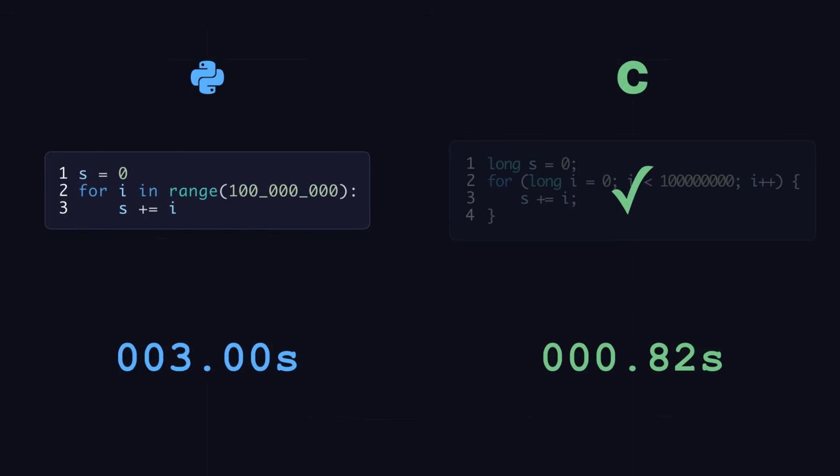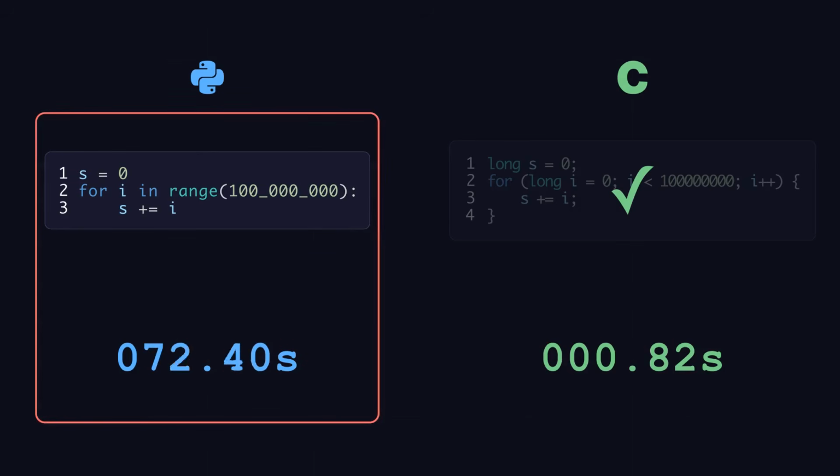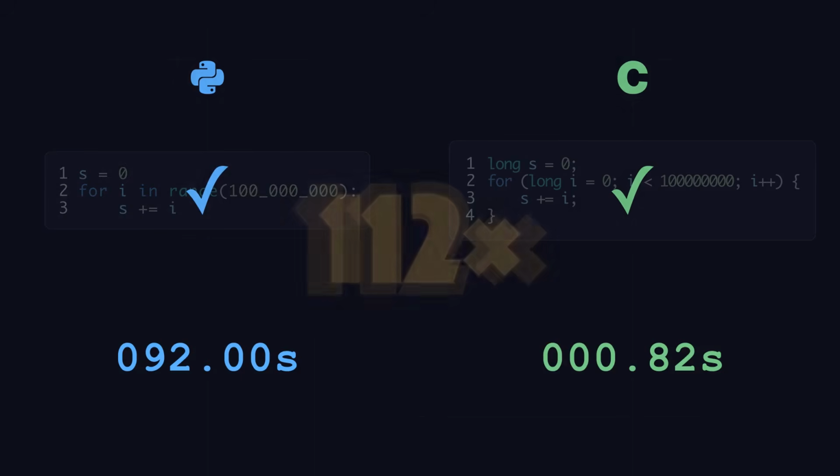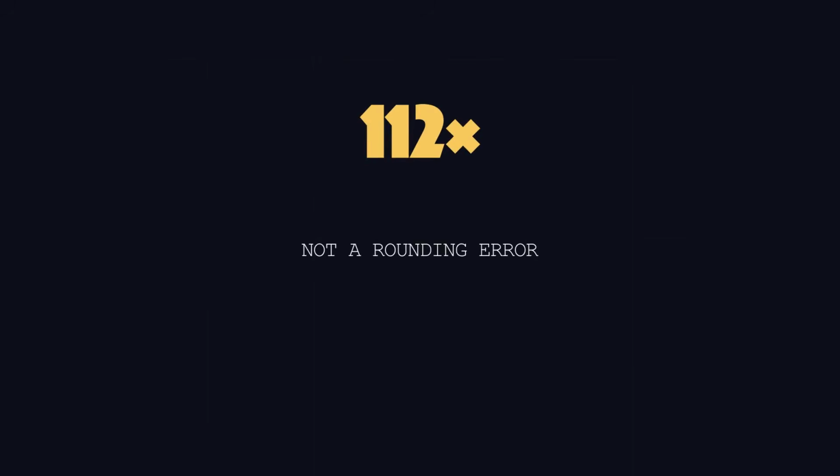1 second, 2, 10, 50. C has been sitting at its answer for over a minute, and Python is still counting. 92 seconds later, Python finishes. Same answer, 112 times slower. That is not a rounding error. That is not a profiling artifact.